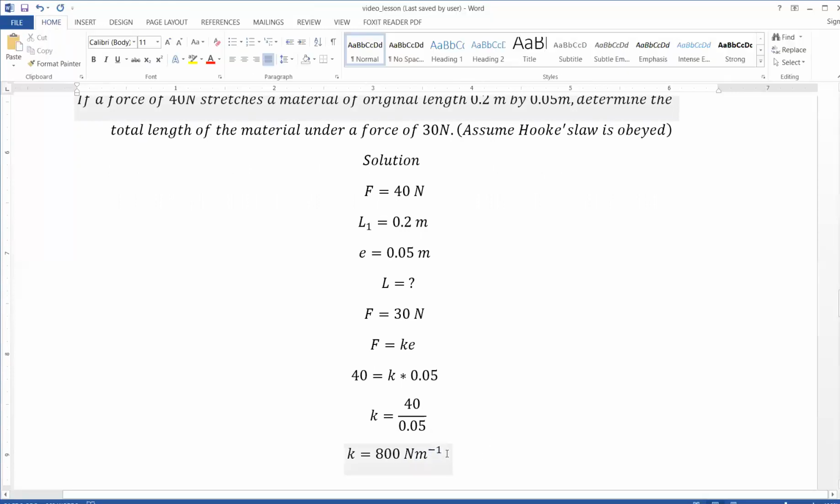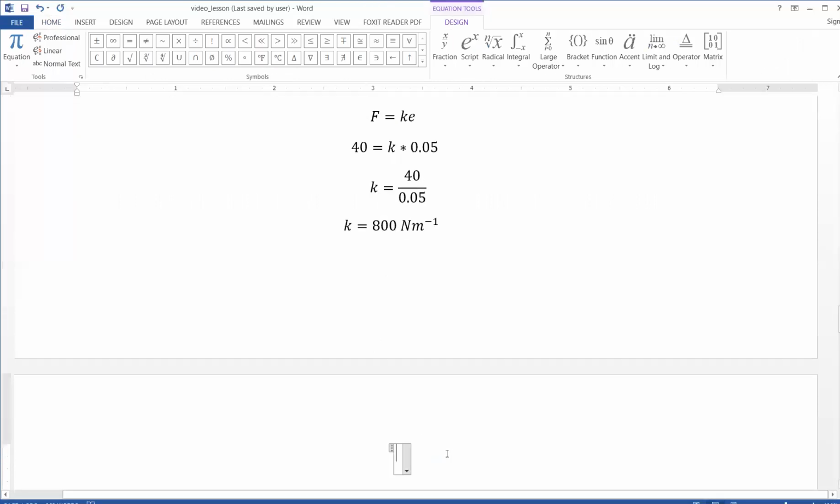So since Hooke's law is obeyed, now we'll write F equals K E again. For this second relationship, our F is 30 equals to the calculated K, which is 800. Now multiply by the extension due to the 30 Newton force.